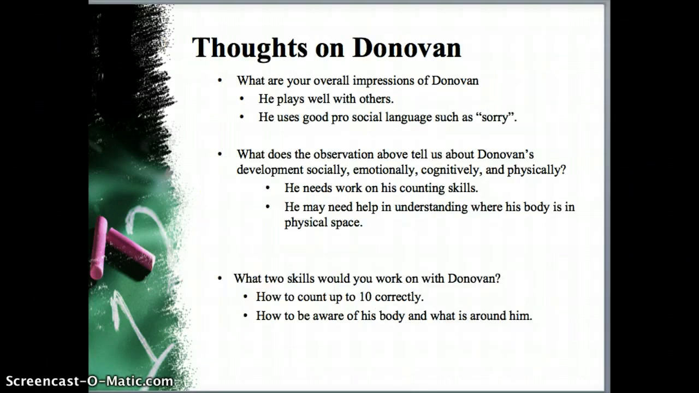Now, this observation paints a much different picture of Donovan, and our impressions are going to be different. In this observation, a lot of your overall impressions could be that he plays well with other children, and he uses good pro-social language such as sorry. This observation tells us developmentally that Donovan needs help with his counting skills. And he also needs some help in understanding where his body is within a physical space. Skills that we might set for Donovan based on this observation is how to count correctly up to 10. In the observation, he counted 1, 2, 4, 5, 7, so we know that he's having a difficult time with this. And also, we might help Donovan to be more aware of his physical body within the space.